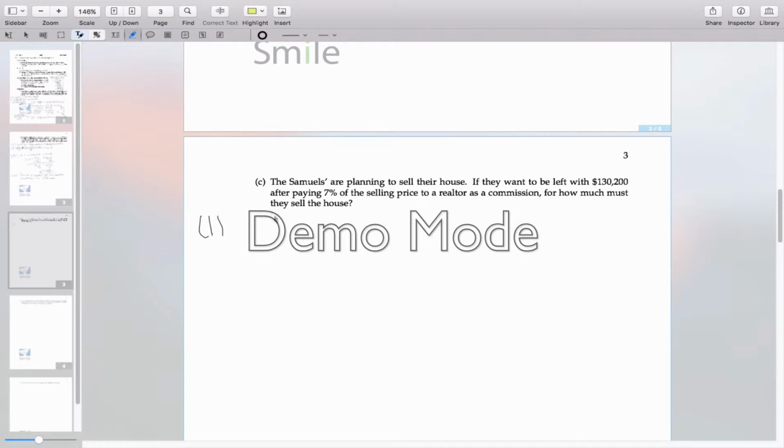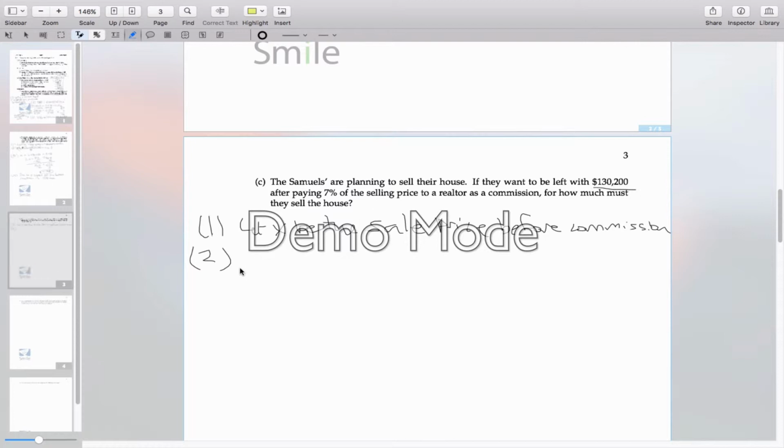So notice that the unknown is how much the house must sell for to be left with $130,200. So let X be the sale price before commission. So we already know that X has to be bigger than 130,200, and some people say, oh, I'll just take 7% of 130,200 and add, and that won't give you the correct answer, because 7% of this smaller number is not the same as 7% of the larger number.